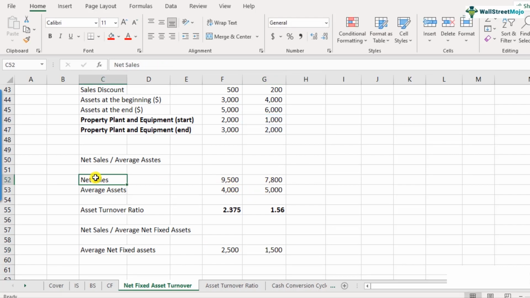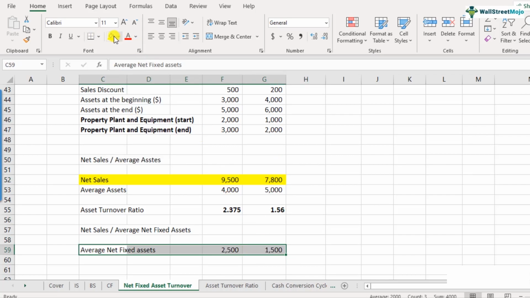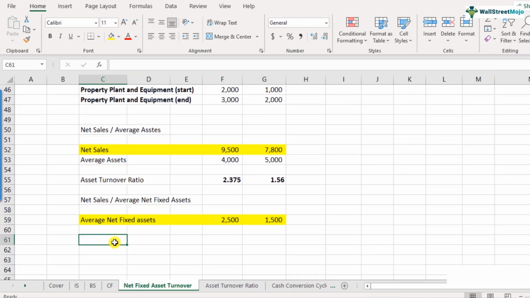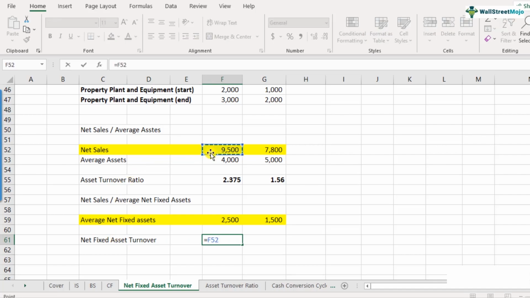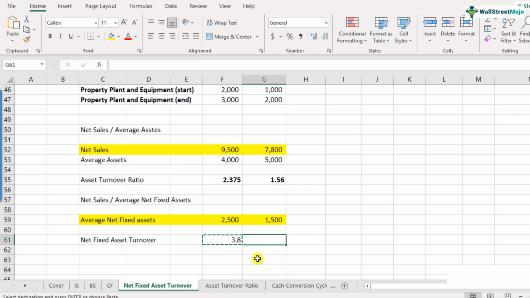Net sales numbers, we already have it here, and we have the average net fixed assets here. So the calculation should be fairly simple. Net fixed asset turnover will be equal to net sales 9500 divided by 2500. So this comes out to be 3.8, and for company B, this comes out to be 5.2.